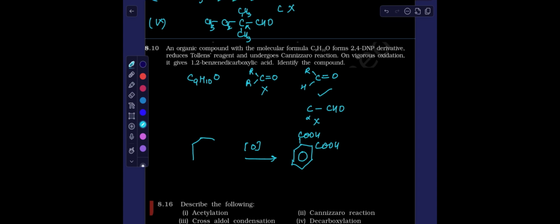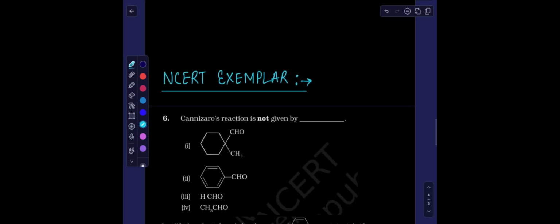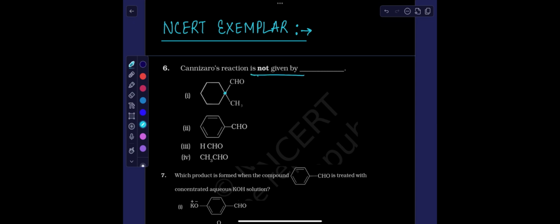So we have to form a compound which can oxidize to benzene 1,2-dicarboxylic acid. So one will be aldehyde, and for the other group, we have to see how many carbon atoms and hydrogens are left. So 2 carbons and 5 hydrogens are left, so probably it is ethyl.